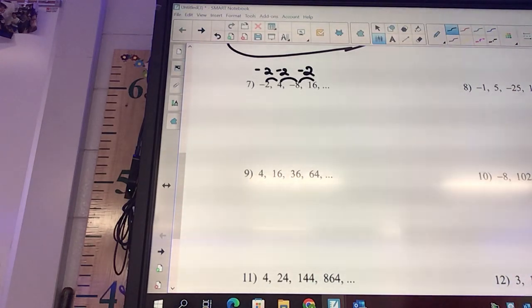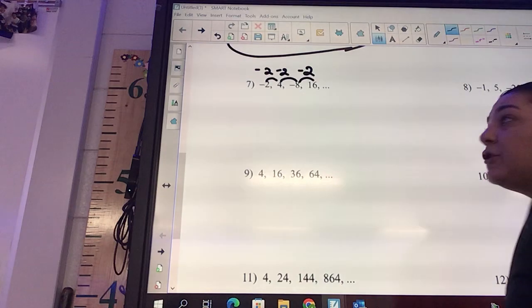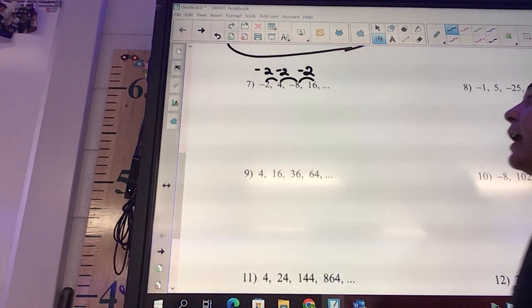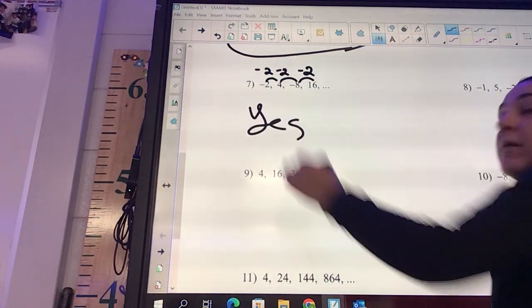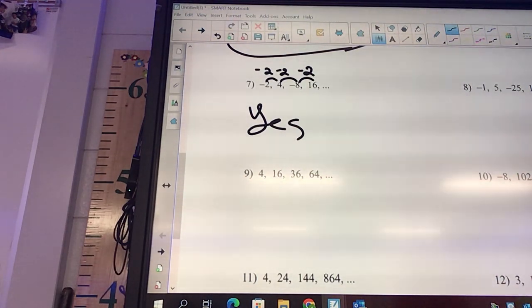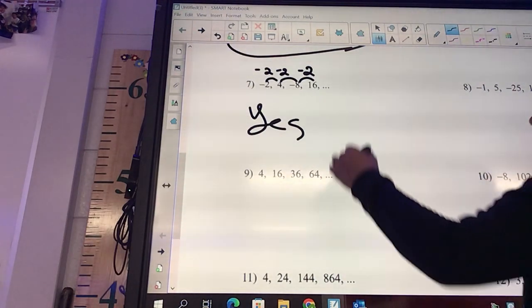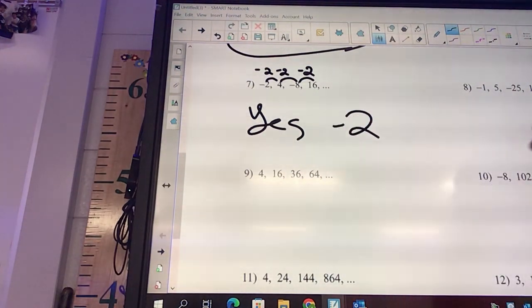It's negative 8. 8 times negative 2 is positive 16. So is this a geometric sequence? Yes. Why? Because they're all the same number. We're multiplying by the same number for everything. And what is my common ratio? Negative 2.